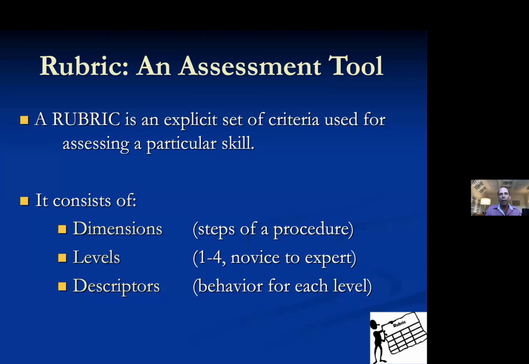Now, rubric, one definition is it's an explicit set of criteria used for assessing a particular skill. I'll give you an example in a moment if that doesn't make sense, but it consists of 3 parts, or should. Dimensions, which could be the steps of a procedure. Levels, so how good are they? Are they a 1 to a 4, a novice to an expert? And then descriptors, and this is very important because a lot of rubrics don't have descriptors that help make the rubric more reliable. And that's, what do you expect to see at each of these levels from 1 to 4?